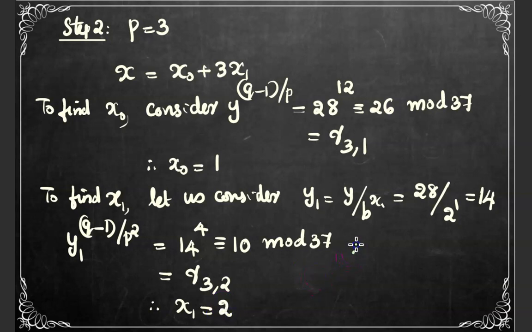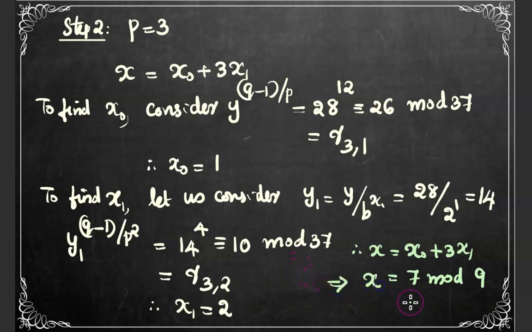Thus, x, which is defined as x0 plus 3x1, is in fact 1 plus 3 into 2, which is 7 modulo 3 square, which is 9. So we have obtained a congruence relation. x is congruent to 7 modulo 9. Thus, we have already considered all the prime divisors of q minus 1 and evaluated x modulo p raised to alpha for each p.